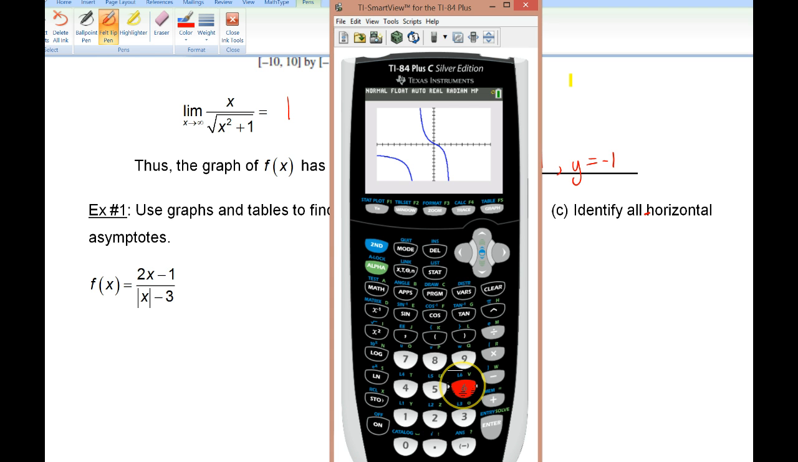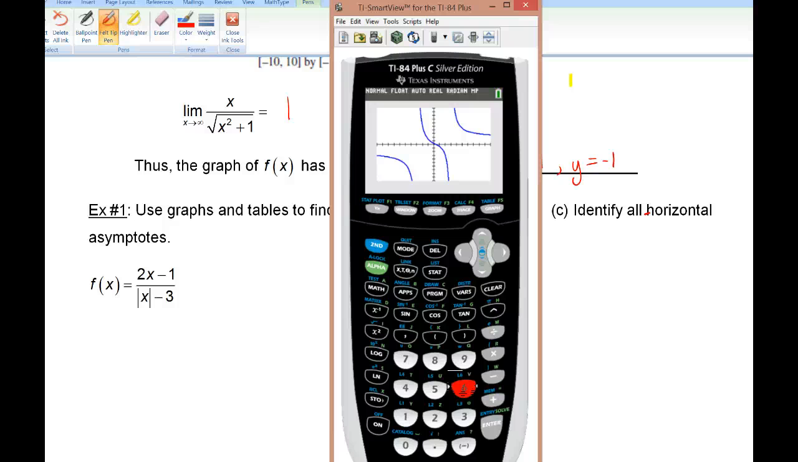Now remember, when we're looking at the graph, we don't care what happens around 0, around 1, or at 2. We don't care about our vertical asymptotes. All I care about here is the end behavior. What happens as x approaches positive infinity? What is the y value approaching? What do you think?